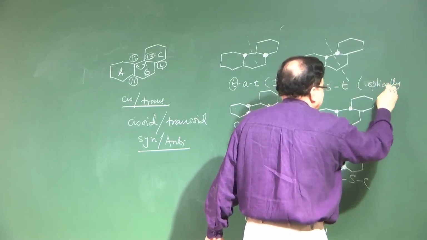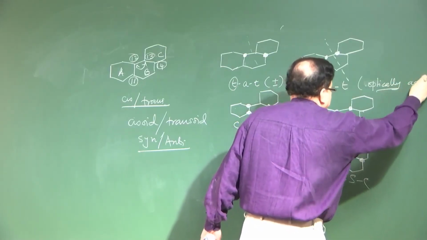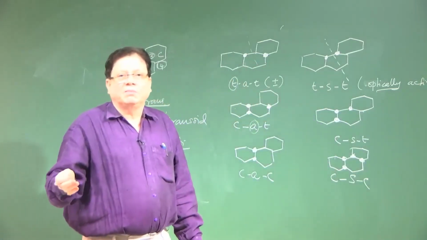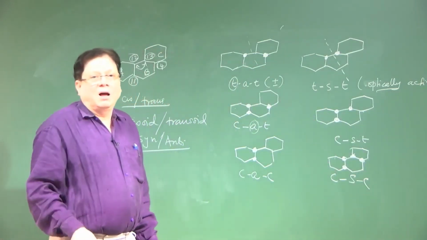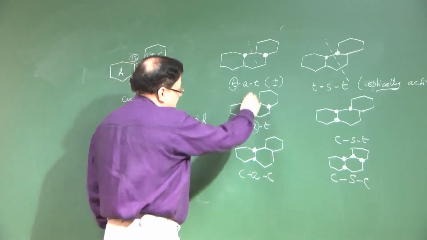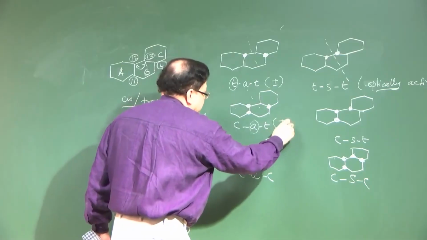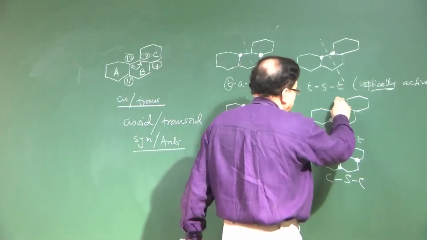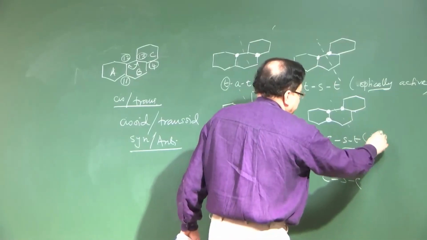We will find out whether it is a real meso or a non-resolvable DL pair, okay, because both will not show any optical rotation. This one is CAT, there is no plane of symmetry. So, that should exist as plus minus. Okay. Then this is CST, that is also devoid of any plane of symmetry. So, that is plus minus.